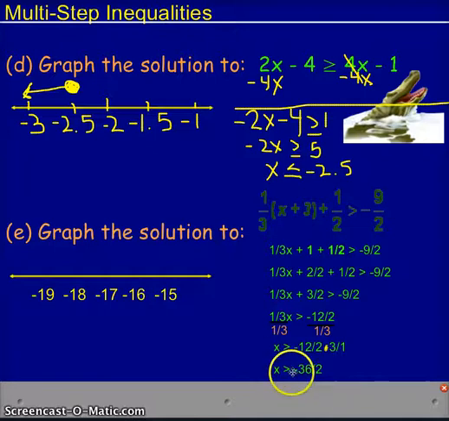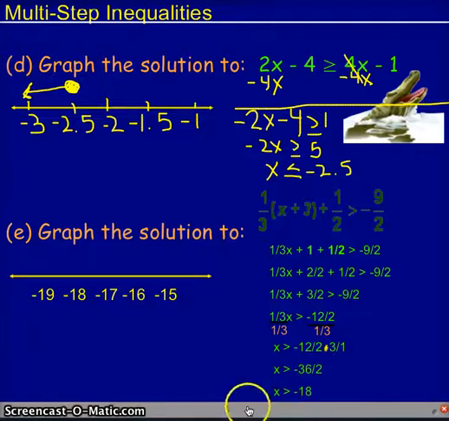That gives you x is greater than negative 36 over 2, which is simplified to x is greater than negative 18. Now I didn't flip any signs here because when I isolated the variable, I divided by positive 1/3, and because it was positive, I did not need to flip the sign.